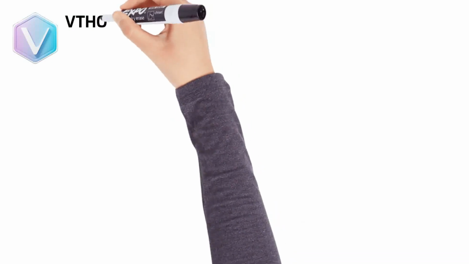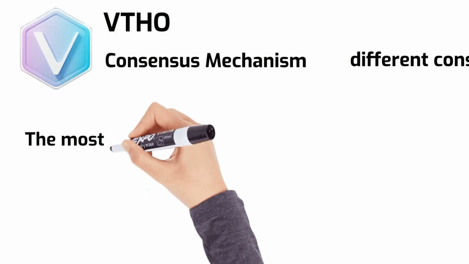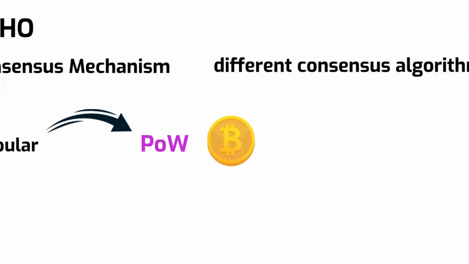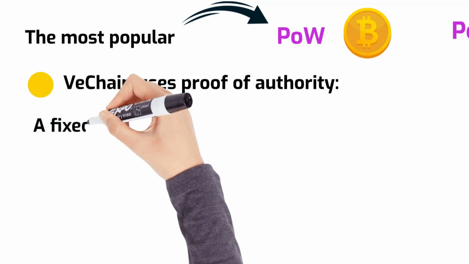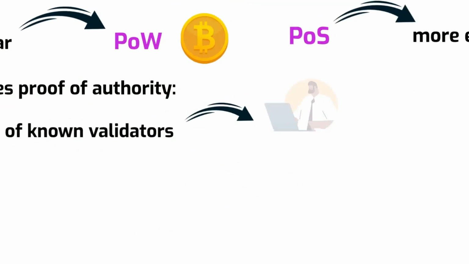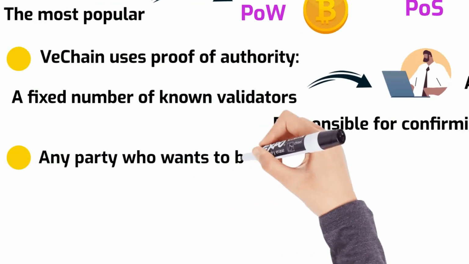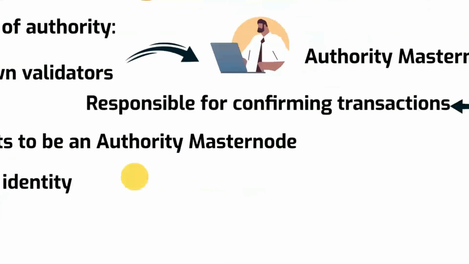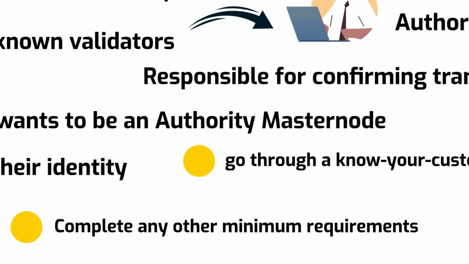To validate transactions, the VET supply chain management blockchain uses a different consensus algorithm. The most popular consensus algorithms are proof of work, first used by Bitcoin, and proof of stake, which is more efficient. VeChain uses proof of authority. A fixed number of known validators called authority masternodes are responsible for confirming transactions. Any party who wants to be an authority masternode must disclose their identity, go through a Know Your Customer procedure, and complete any other minimum requirements set by the VeChain Foundation.